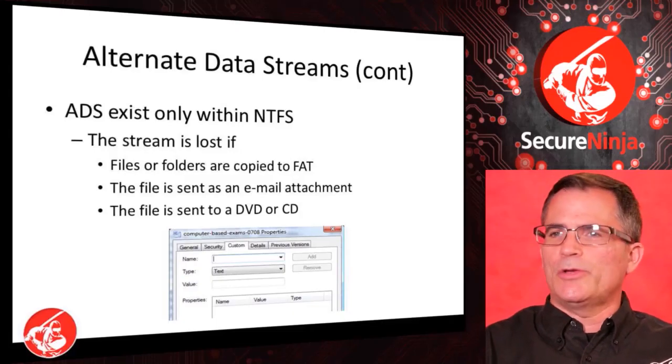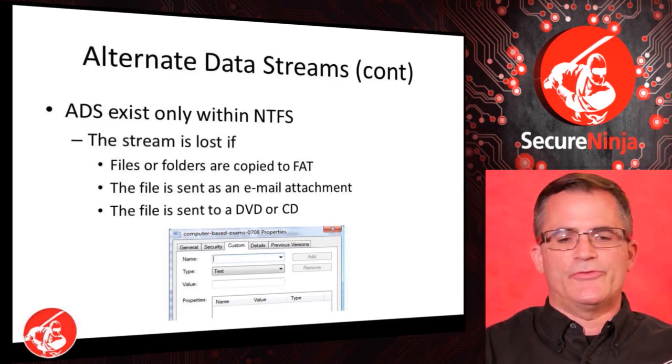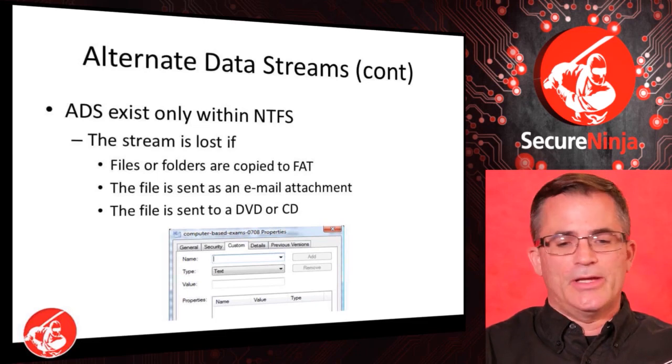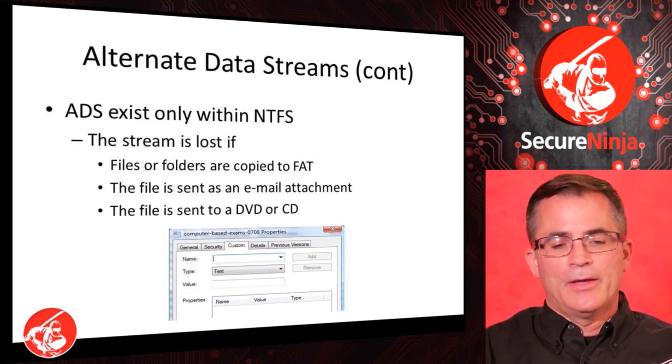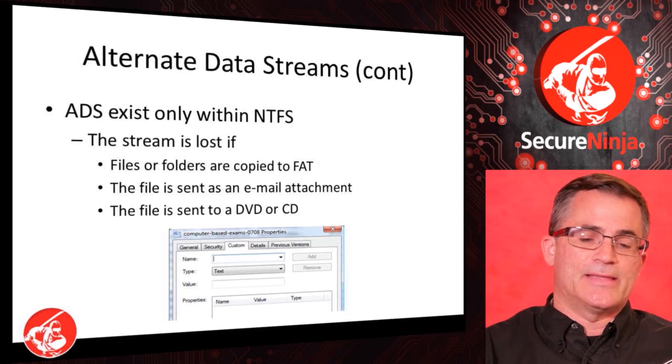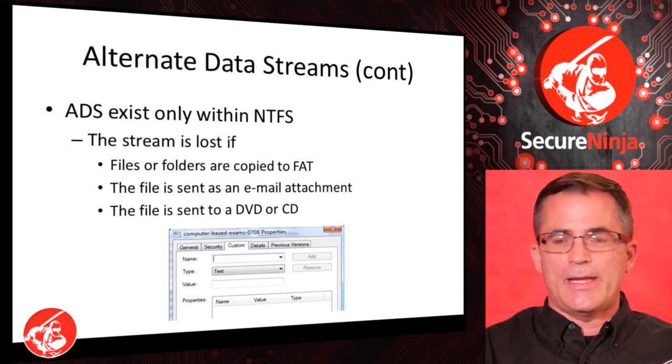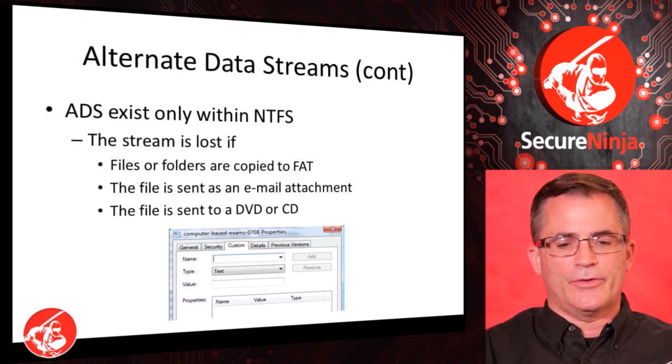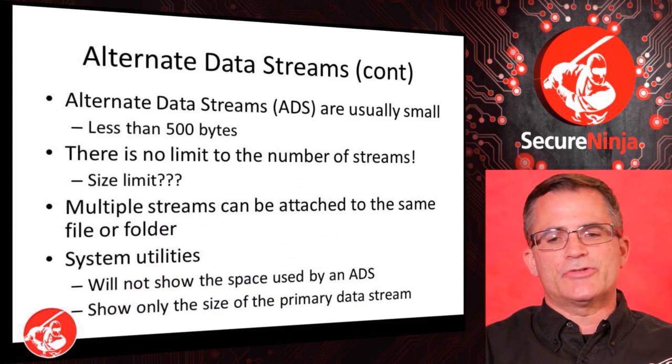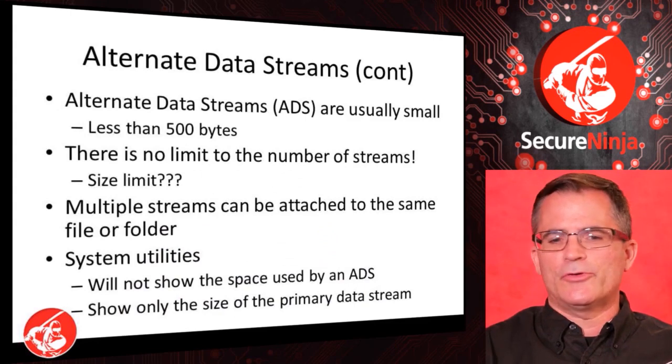Alternate data streams exist only within NTFS. The stream is lost if it's copied to a FAT, file allocation table, partition. The file can't be sent via email or attached in an email. If the file is sent to a DVD or CD, that's not an NTFS volume or media, and it's not carried across. Alternate data streams are usually small, less than 500 bytes.